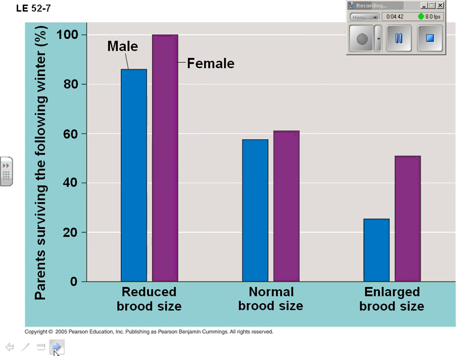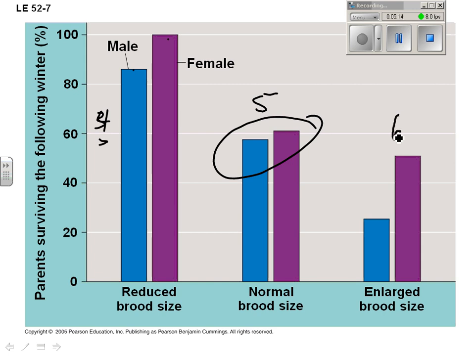Here's an example with birds. I think this is interesting about life history. When they took birds and reduced the number of eggs, this graph shows the percent of parents surviving the following winter. When the birds had a reduced brood size, in other words, let's say the normal brood size was 5 eggs and they had 4 or fewer, 100% of the females survived the following winter and almost 90% of the males. In a normal brood size, you got just over 50% of males surviving the winter.